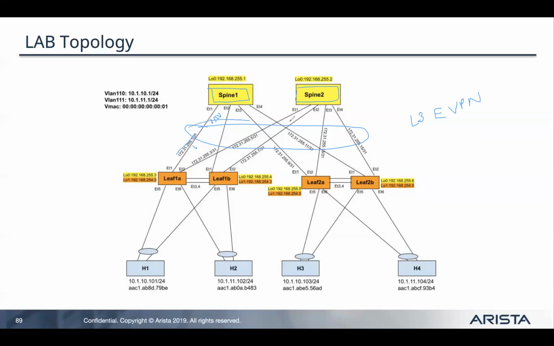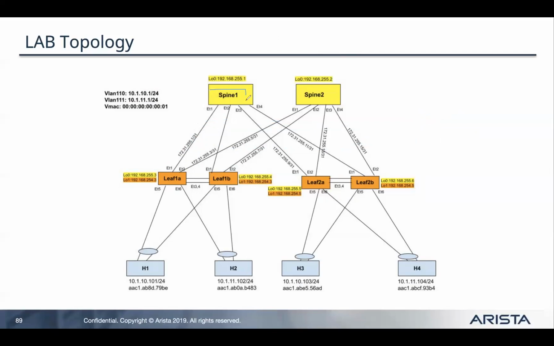If this is L2, if this is an L2 VLAN, then it is called L2 EVPN. Right now we will discuss L3 EVPN, and the majority is L3 EVPN only. In most cases, the implementation is L3 EVPN, where between leaf and spine it's an L3 link, an L3 interface.